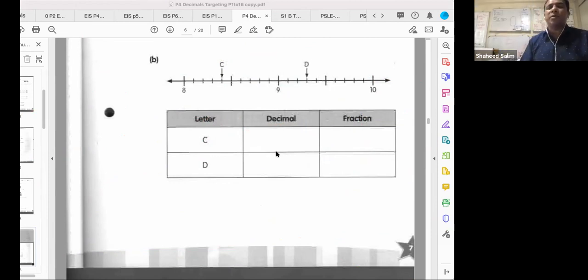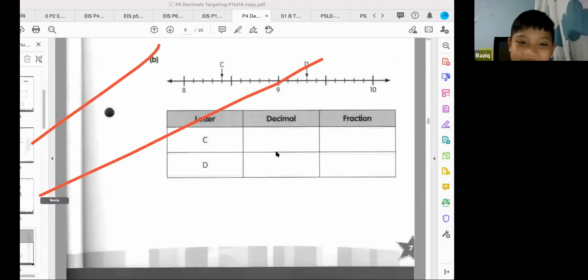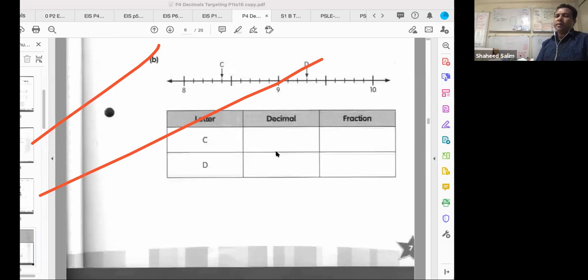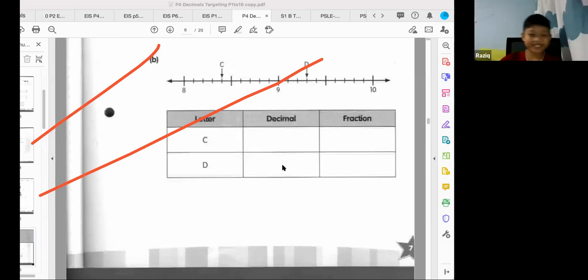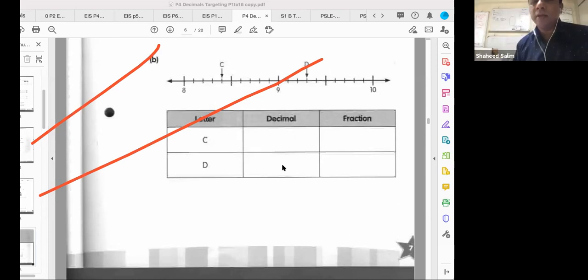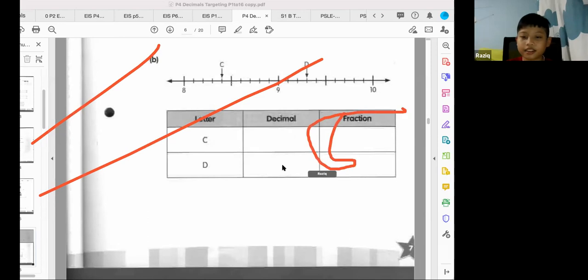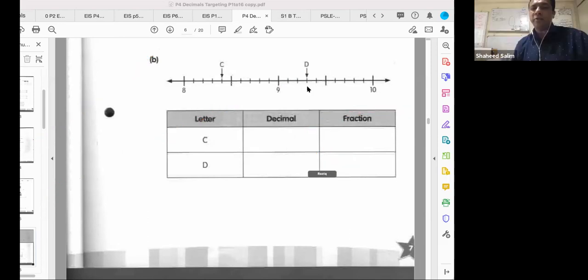Okay, what's the answer? You tell me what's the answer. 8 point. Just tell me the answer for C and D down here. 8.4. Then 9. Then the next one is 10.3. Is it? Or 7? 8.4. Okay, correct. Next one, D.